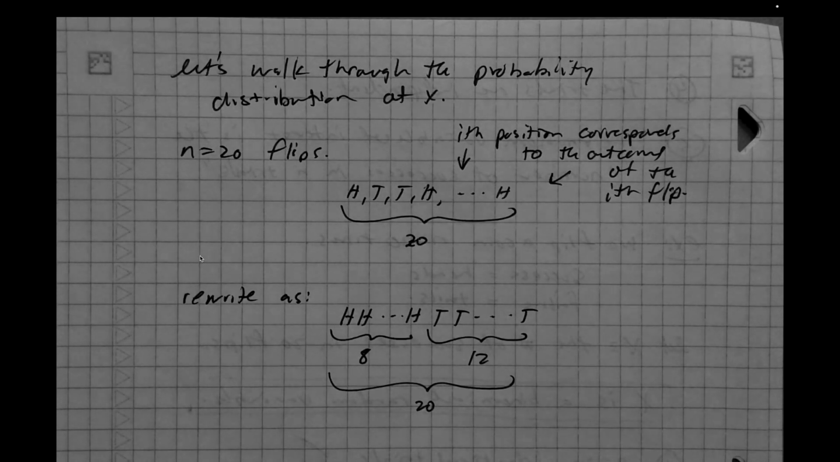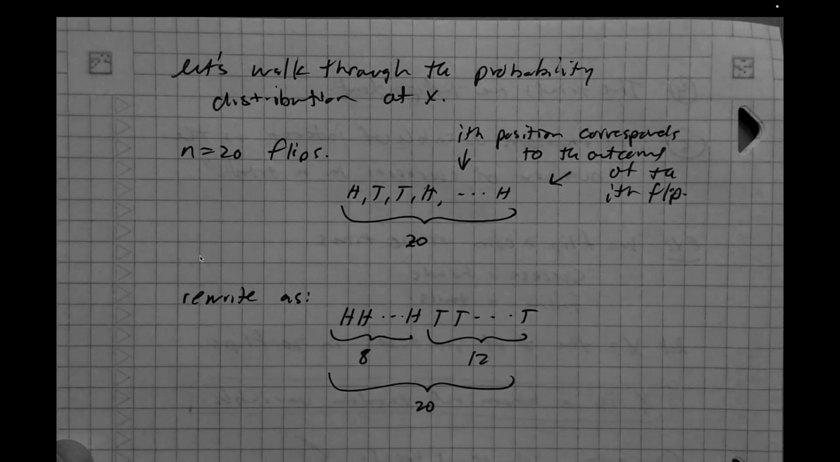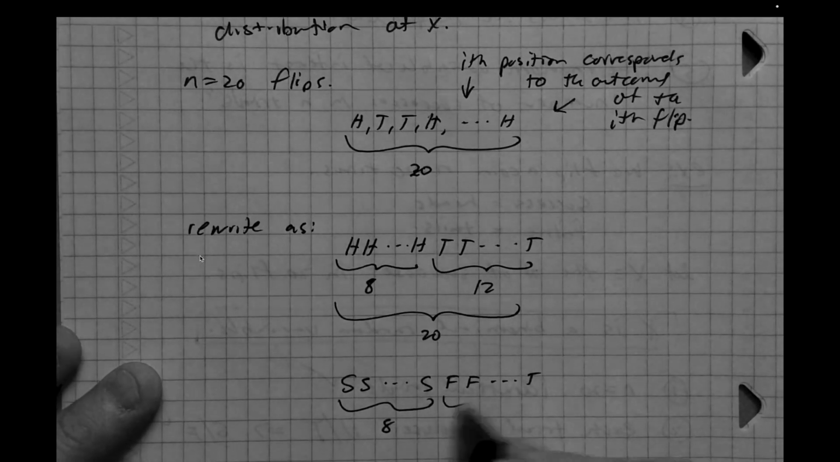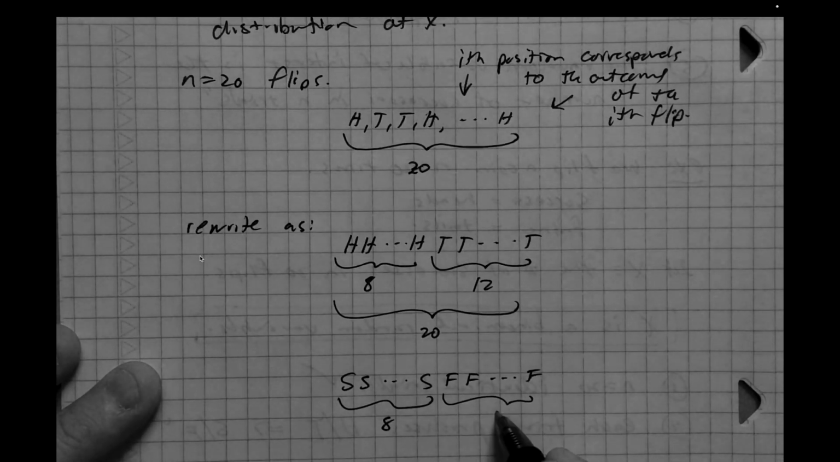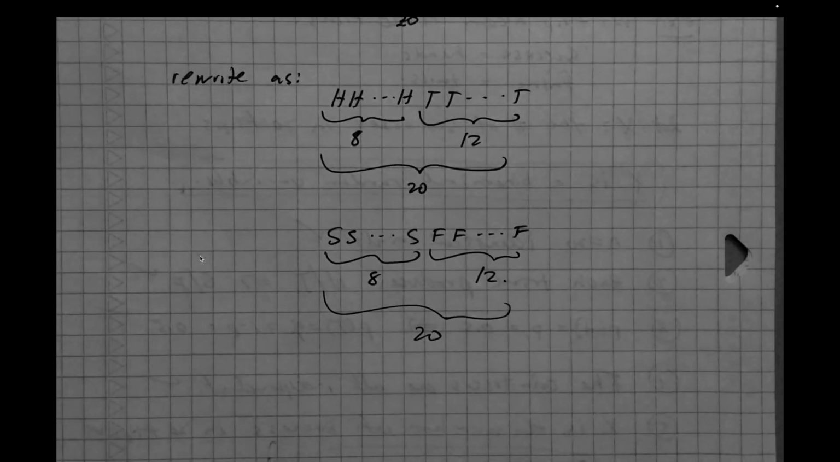So we had 8 successes followed by 12 failures, we'll say in this case. And so again, you could relabel these as S, S, dot, dot, dot, S, F, F, dot, dot, dot, F, right? And so there's 8 successes and 12 failures. Again, 20. So how you label these things is up to you.